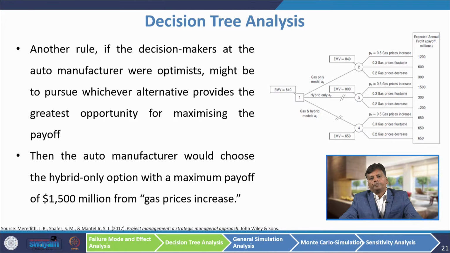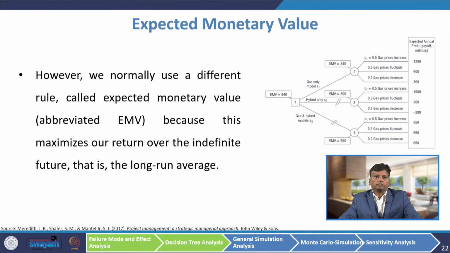Another rule may be, if the decision makers at the auto manufacturer were optimistic about the gas price, they might pursue whichever alternative provides the greatest opportunity for maximizing the payoff. So, which one is giving the greatest payoff? Then the auto manufacturer would choose the hybrid only option with a maximum payoff of 1500 million when the gas price increases. However, we normally use a different rule called expected monetary value, or EMV for short, because this maximizes our return over the indefinite future, that is, the long run average.